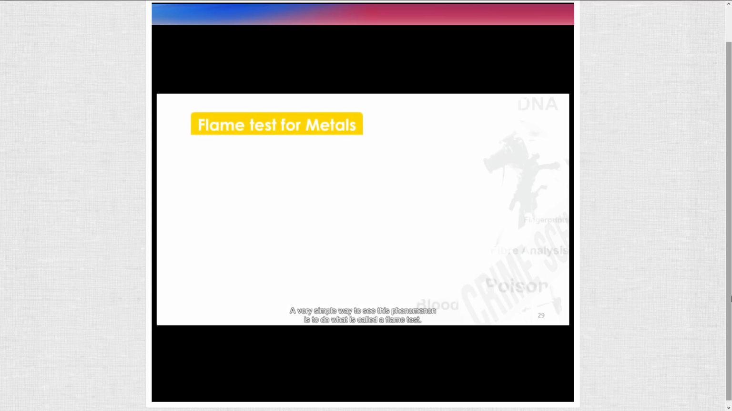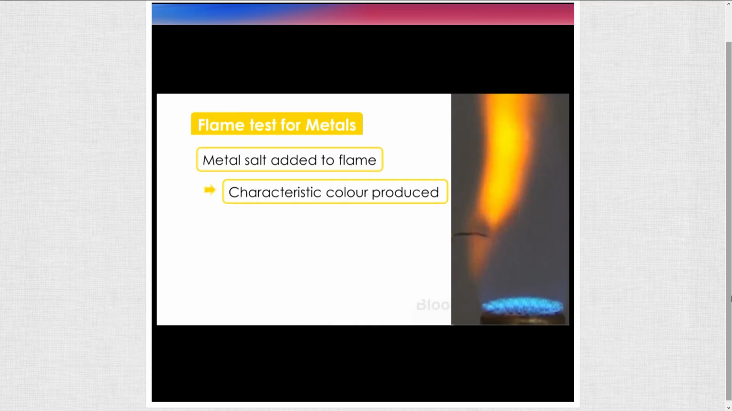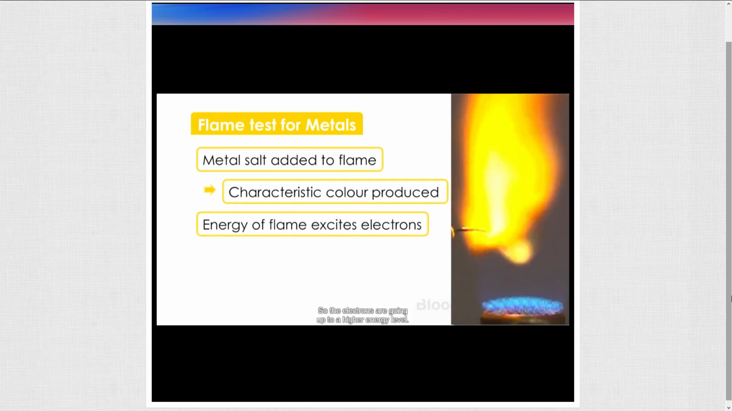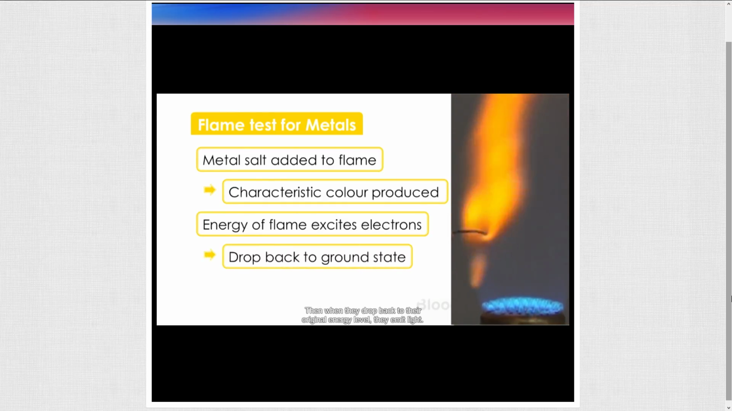A very simple way to see this phenomenon is to do what is called a flame test. If you take the salt of a metal and you introduce it into a flame, a characteristic color is produced, and that color depends on the element that you're looking at. For instance, the element sodium gives these very distinct orange flames. So what is happening here is that the energy of the flame is exciting the electrons in the sodium atoms, so the electrons are going up to a higher energy level. Then when they drop back to their original energy level, they emit light, and the energy difference happens to correspond to orange light. Different metals give different colors because their energy levels are at different positions.